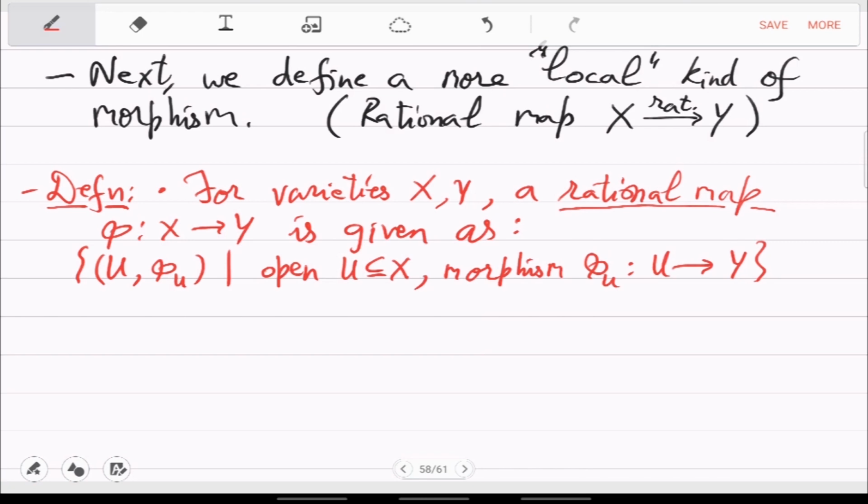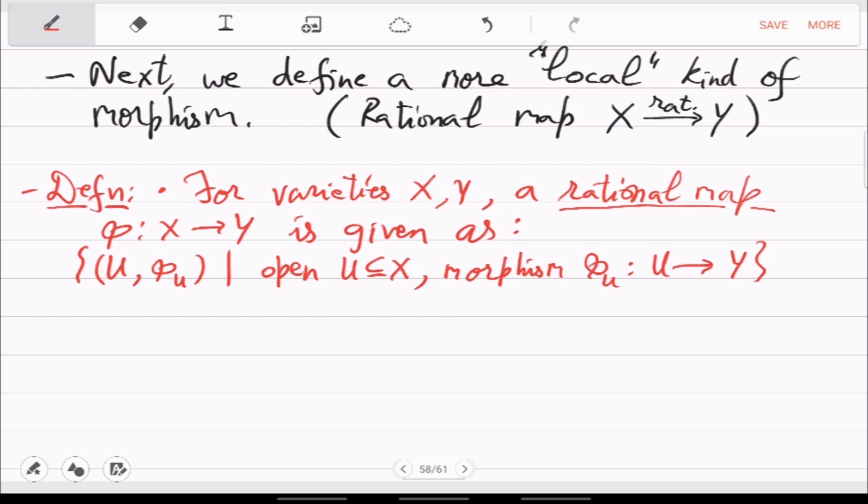Okay, so what we want now is to start with the open neighborhood inside X, and we just want a morphism from that neighborhood to Y. So it's a more local property than what we had in morphisms before, because a morphism was kind of working with the whole of Y. Instead of this, now whatever the image of U is under phi U, only that part is being used in this.